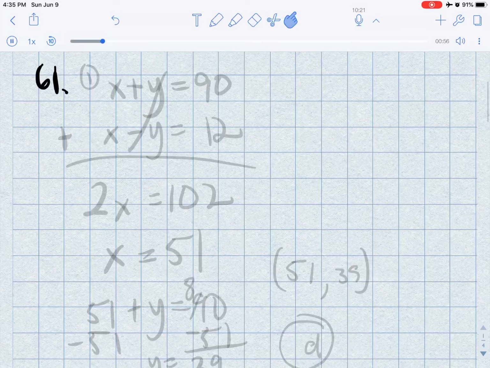61. The sum of two numbers, and this is not given x plus y. I'm taking the sentence and I'm translating it as I read it. The sum of two numbers is 90. So I put x plus y is 90 because there's two numbers, we don't know what they are. So we call one x, we call the other one y. The difference is 12. What are the numbers? The difference is 12, right?